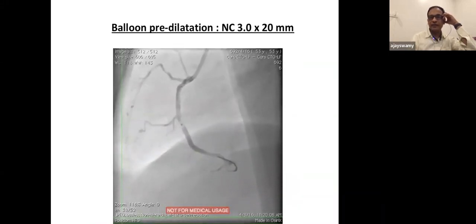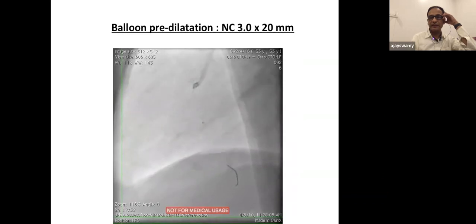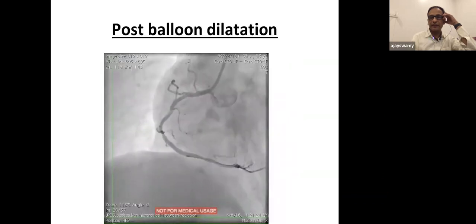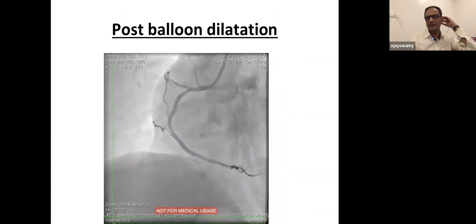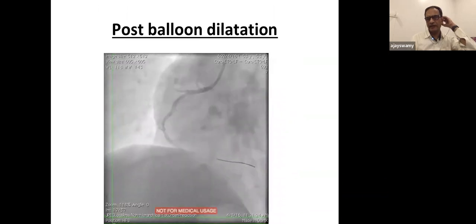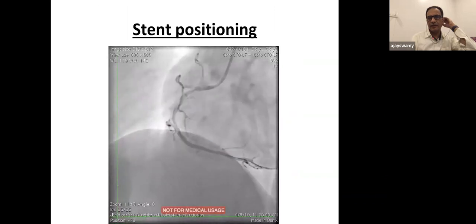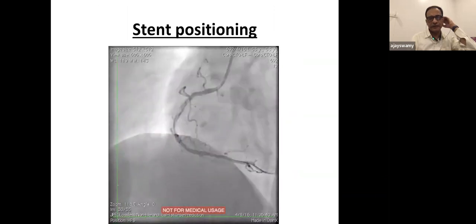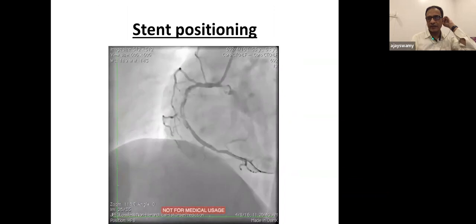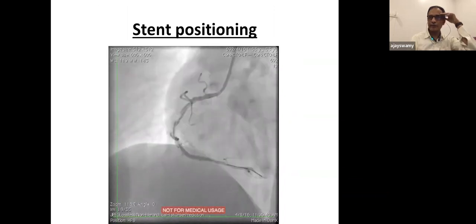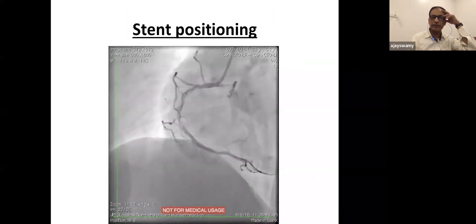And after the balloon dilatation with a 3.0 NC, you see a small dissection, but it is not something that is really worrying for anybody. We just thought, all right, we will take a BVS. This is the stent being positioned. And remember, this is an extremely old study of 6 years ago when the BVS was being used, and we were part of the initial trials for it to be used.